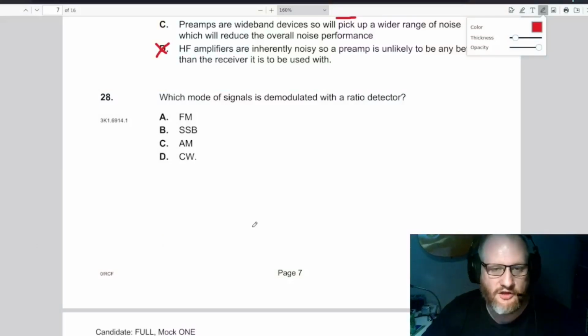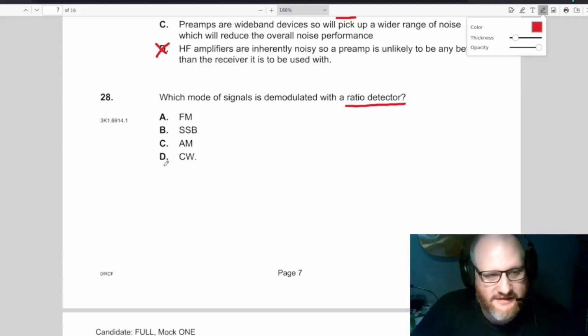Today we're looking at the full license mock examination number 1, version 1.6. We've reached question 28, which is a nice simple one, and it reads: which mode of signals is demodulated with a ratio detector? Is it FM, SSB, AM or CW?